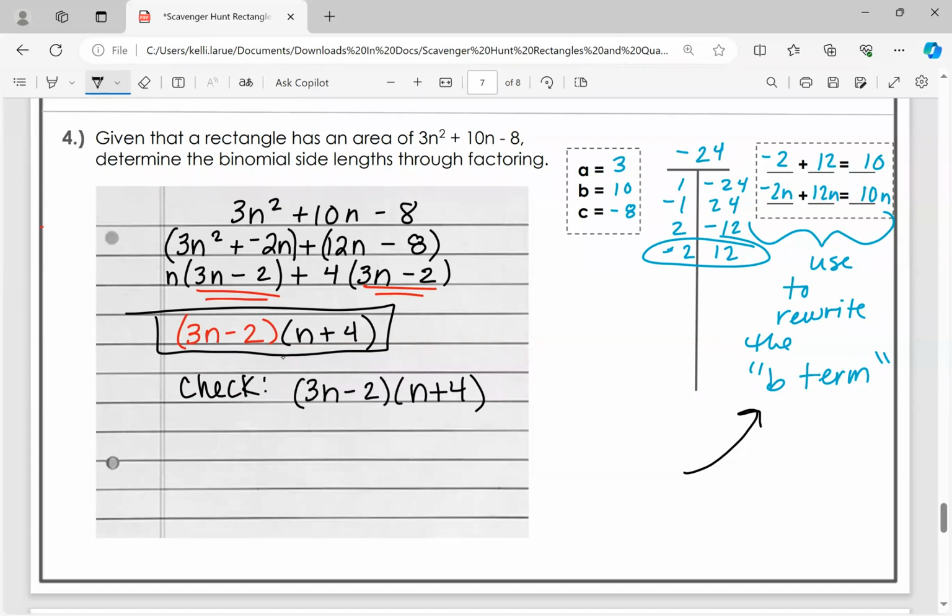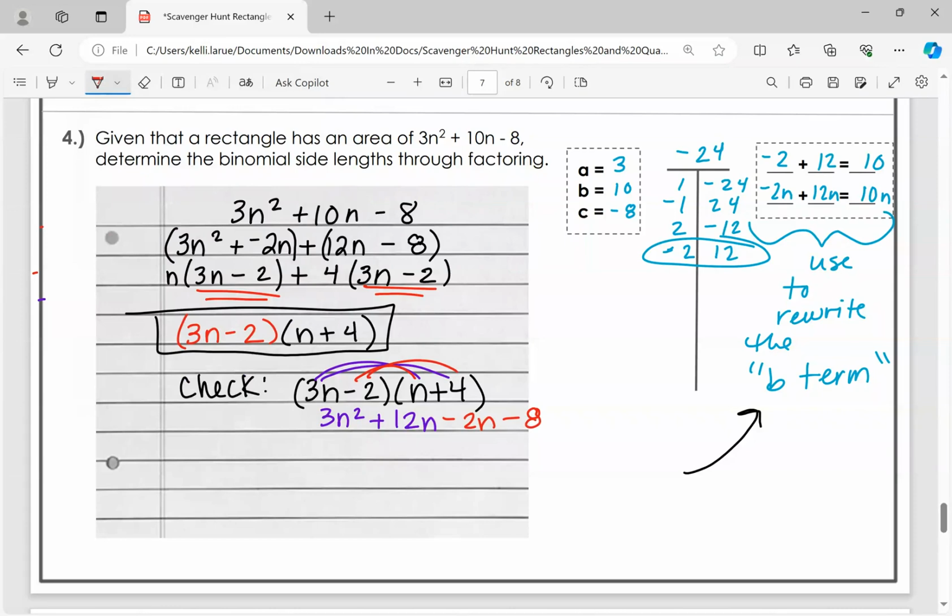First, you copy down your answer, and then you're going to just multiply the two binomials together. You can use an area model, or you can use just distribution. I'm just going to use distribution here. So 3n times n is 3n squared. 3n times positive 4 is positive 12n. Negative 2 times n is negative 2n. Negative 2 times 4 is negative 8.